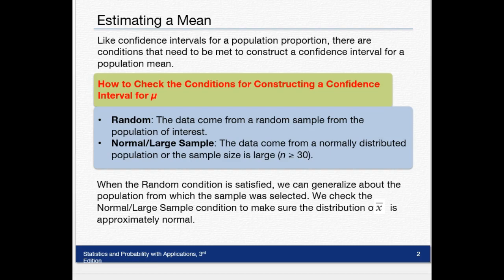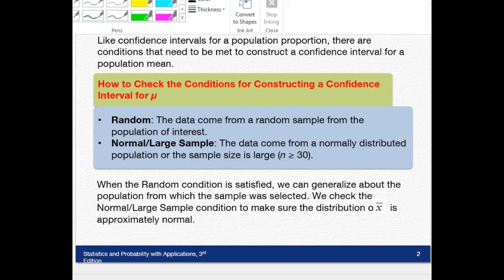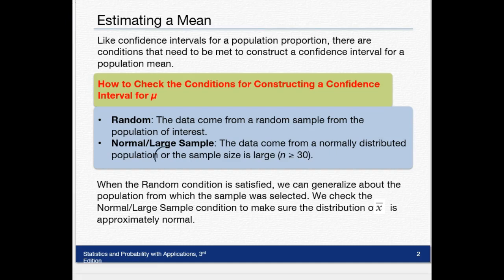So these are the two conditions. Notice they should look familiar. The first one is random, that the data come from a random sample from the population of interest. And then we have to know it's normal or large enough. So with the means, if you recall, we talked about the central limit theorem, and we can know that it's normal or large really two ways. We know that the data come from a normally distributed population, or, there's a big or there, it's one or the other, or the sample size is greater than or equal to 30.